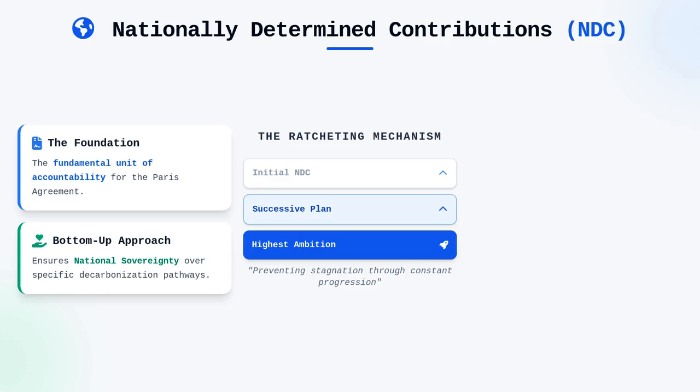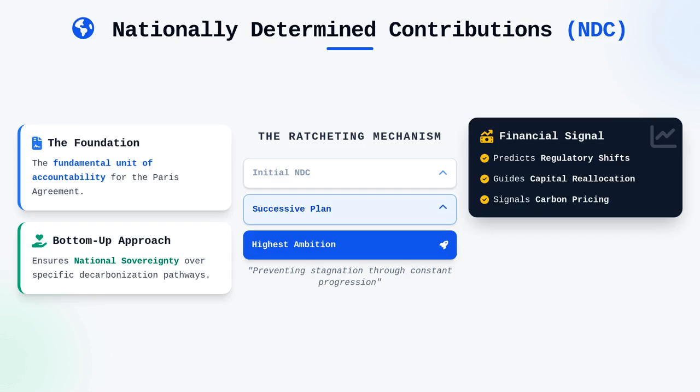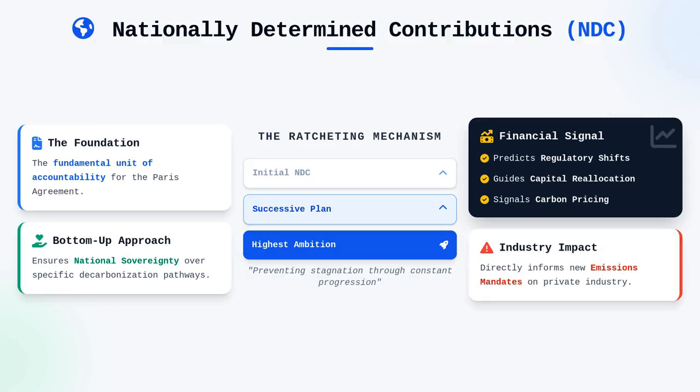For those of us analyzing financial risk, these documents provide the most reliable signals for future government policy direction. When a government publishes an updated NDC, it is essentially declaring its intent to modify the regulatory landscape of its domestic economy. Understanding these documents is necessary to anticipate how a national government might reallocate capital, change carbon pricing regimes, or impose new emissions mandates upon private industry.